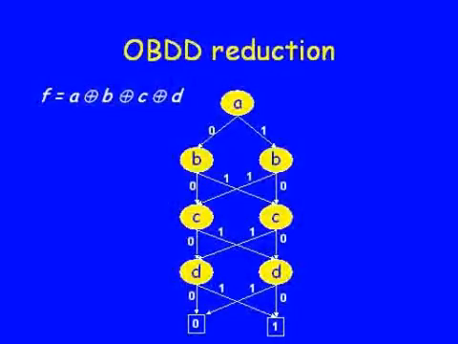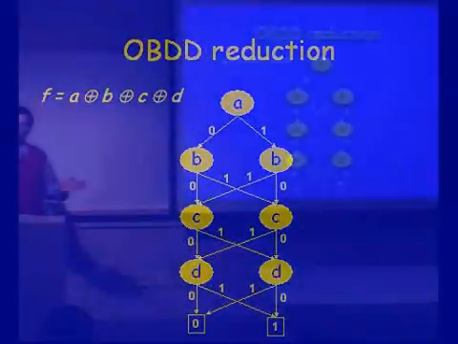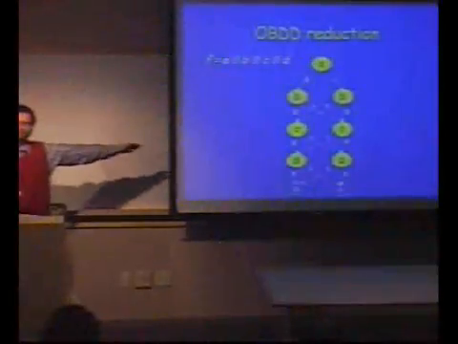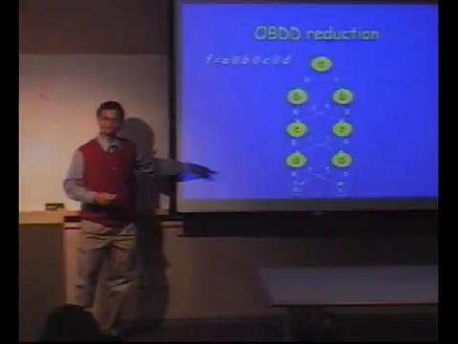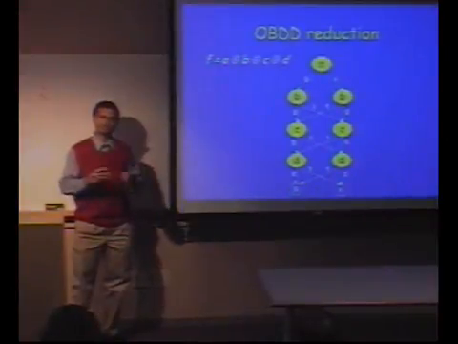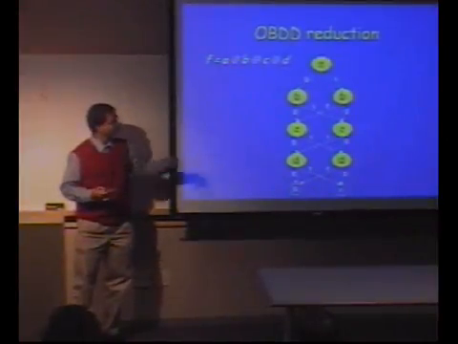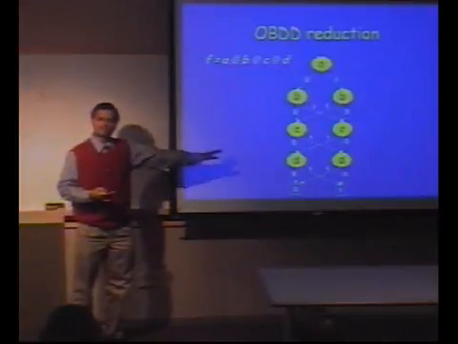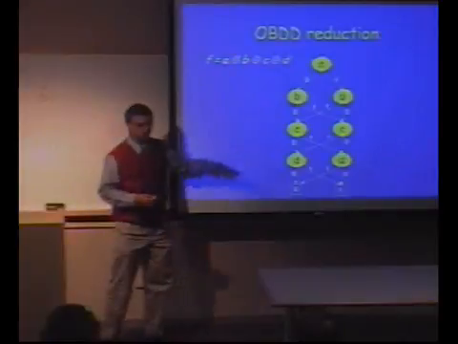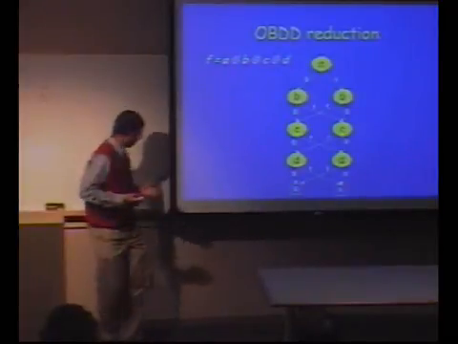And the nice thing about this is, once you give an order, they are canonical. So there's only one such DAG that you can come up with once you fix the order A, B, C, and D. So it doesn't matter the order in which you do those two reductions. You'll always come up with it. And for a lot of common functions, they are very compact. And this example gives you an intuition as to why they are compact.